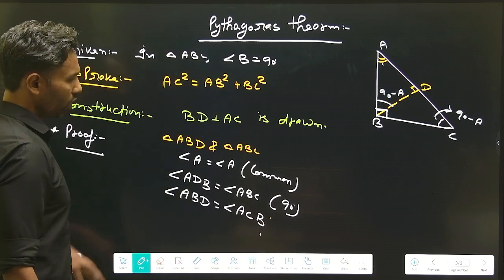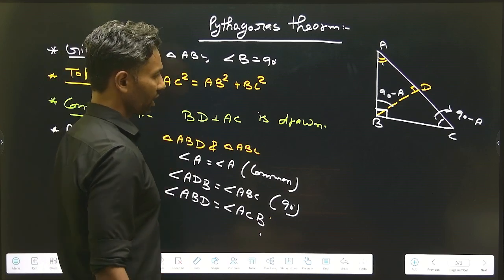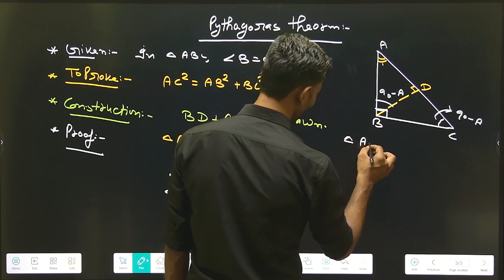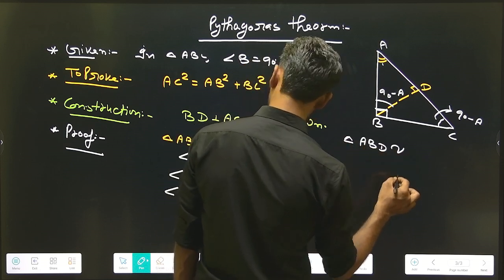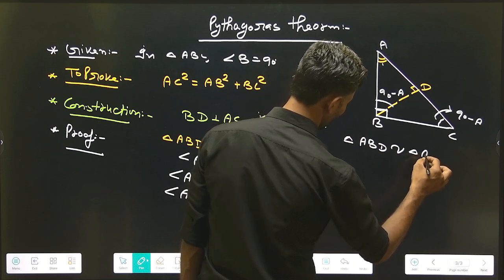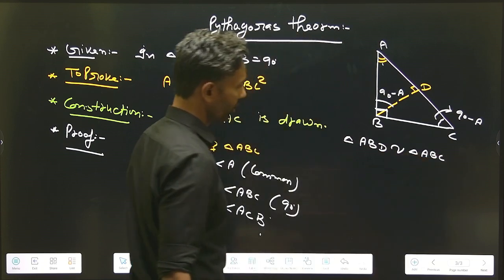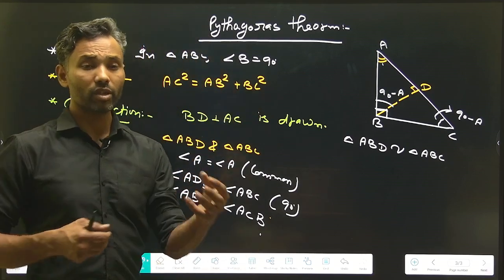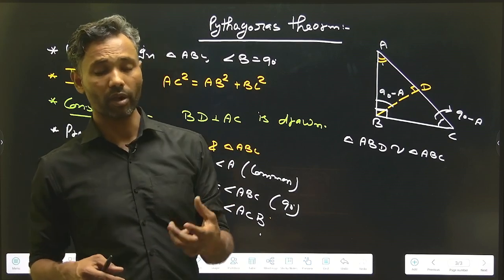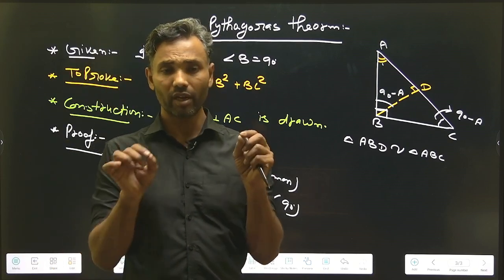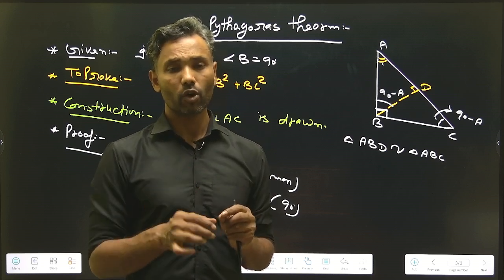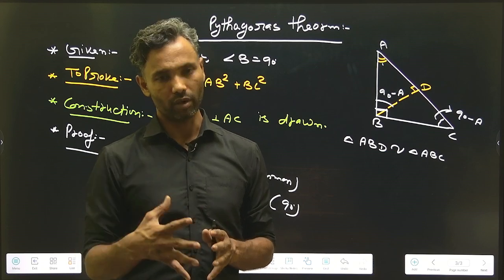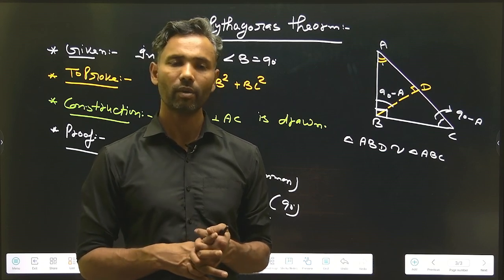Okay, so now we can say that these two triangles are similar triangles. I can say that triangle ABD is similar to triangle ABC. So we have proved these two triangles similar. Now what are the results, outcomes of the similarity? Similarity says that if two triangles are similar, then the ratio of their corresponding sides will be equal.